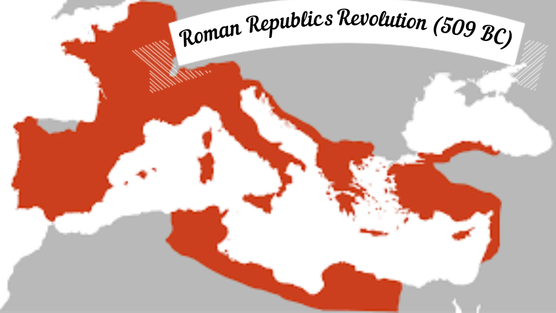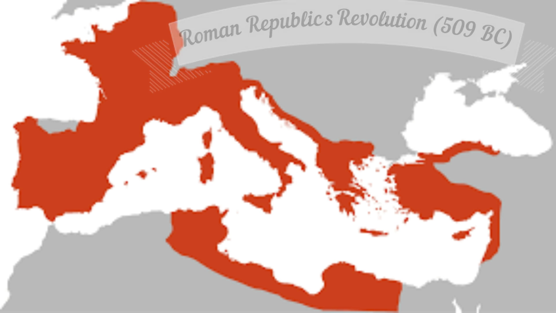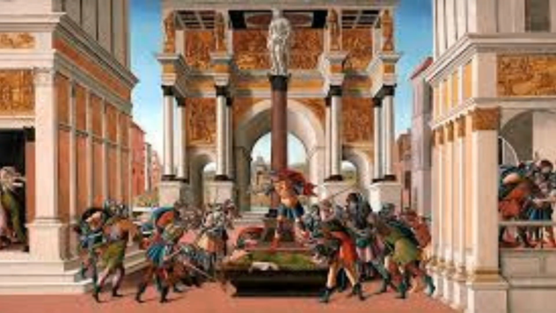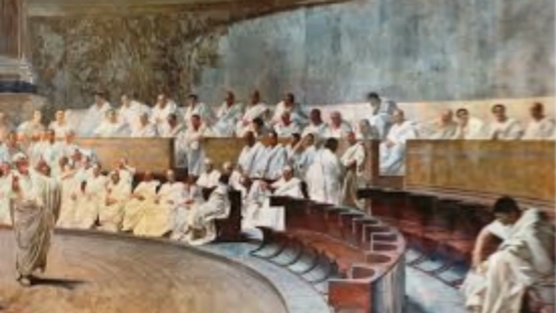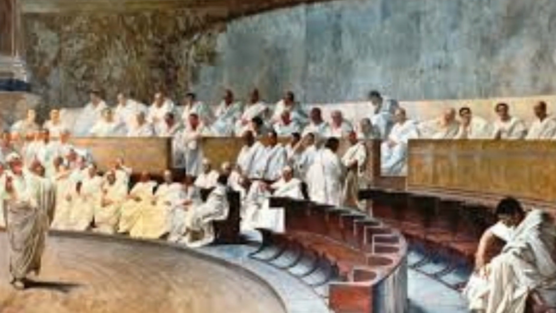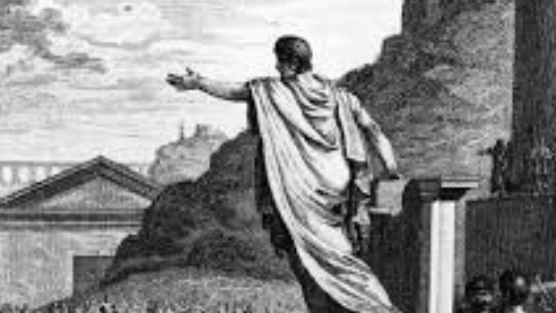Roman Republic's Revolution, 509 BC. The Roman Revolution marked the overthrow of the Roman monarchy and the establishment of the Roman Republic. This transformation laid the foundation for Rome's expansion and its classical republican structure.